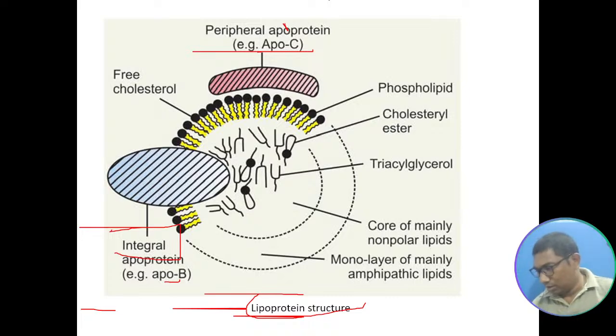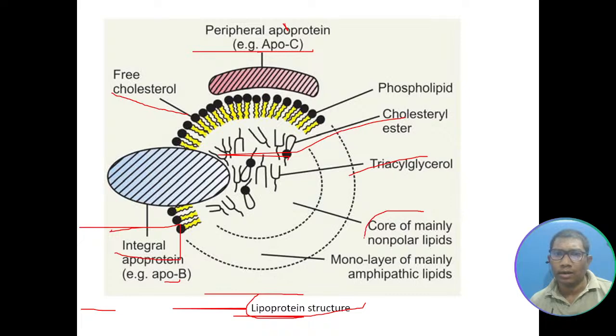And apoprotein C is peripheral, apoprotein B is integral. So the outer part is made from free cholesterol. The core is made from cholesterol esters and triacylglycerol. कोर पार्ट में कोलेस्टेरॉल एस्टर और ट्राइग्लिसराइड होता है. The core is mainly having nonpolar lipids, but the periphery is having polar lipids.